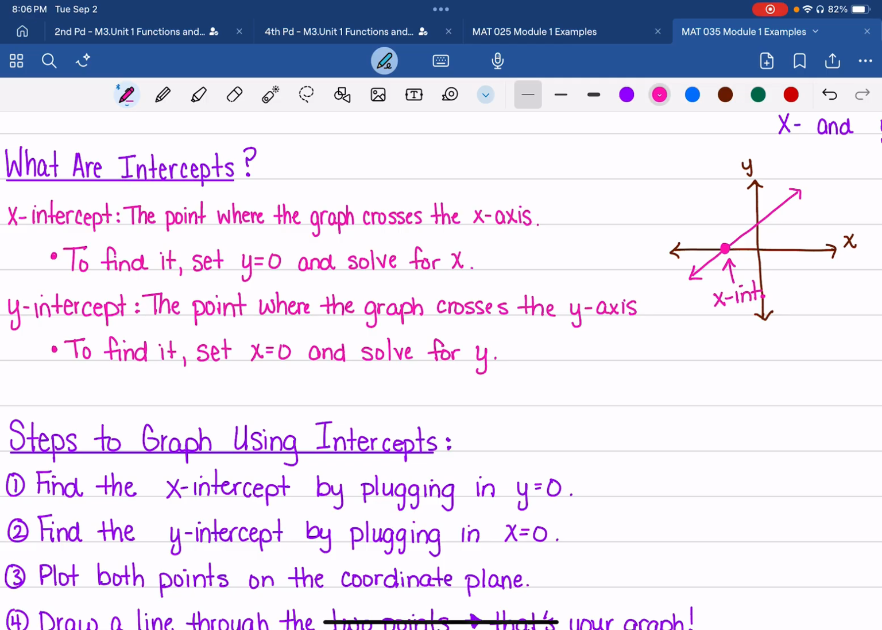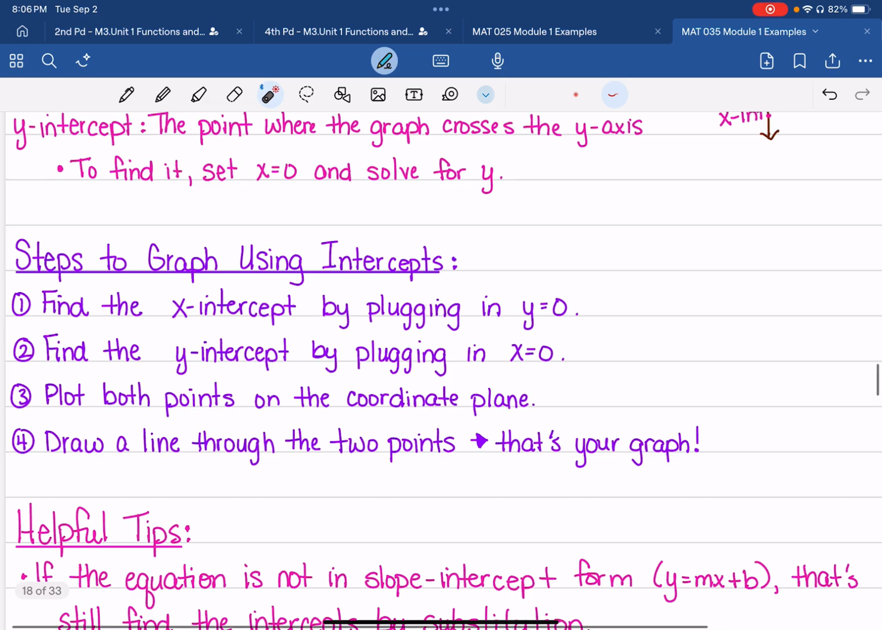Okay? This would be the y-intercept, because that's where it crosses the y-axis. To find each of these, you're going to set the opposite value equal to 0. So to find the x-intercept, you're going to set the y equal to 0, because if it falls on this axis, the y value would be 0 because it didn't go up or down any. Same thing with the y-intercept. The x value is 0 because it didn't move left or right any.